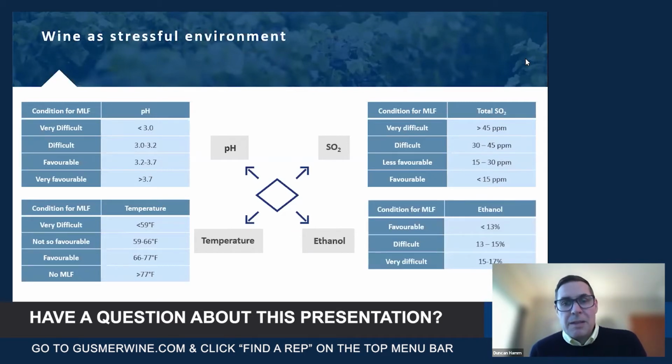So below 13% ethanol should not pose any problems. We would start to see some difficulty between 13 and 15%. At this point, it would be important to start looking at a strain that has a high degree of alcohol tolerance. And 15 to 17% is where you really need to use a specific strain to get the wine through malo, because a lot of Oenococcus will not survive at those sort of levels.